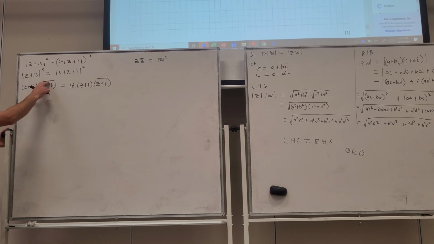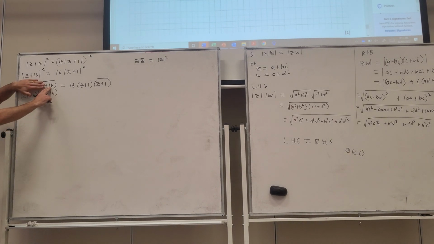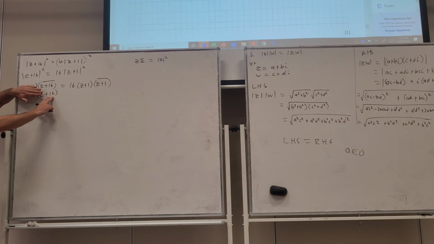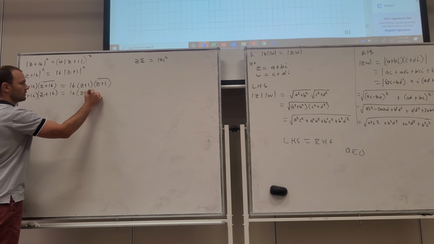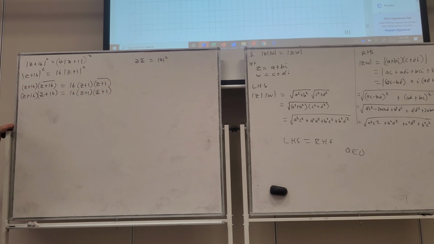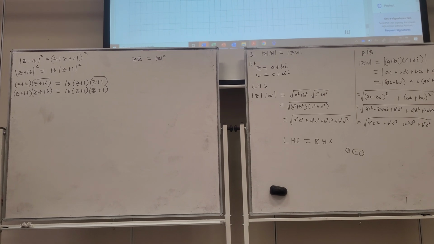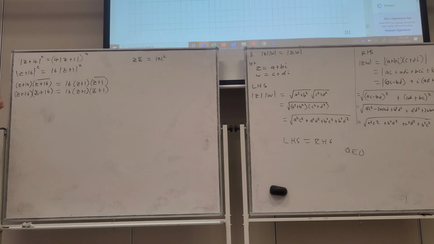Now, the conjugate applies to both terms. We can think of it as applying to both terms separately. So what we have is z plus 16 times the conjugate of z plus 16. Now the reason is 16 by itself is not a complex number, and so the conjugate of 16 is just 16. Okay? And then the same is going to happen over here. Conjugate only applies to the complex number. The conjugate of a purely real number is just that purely real number.